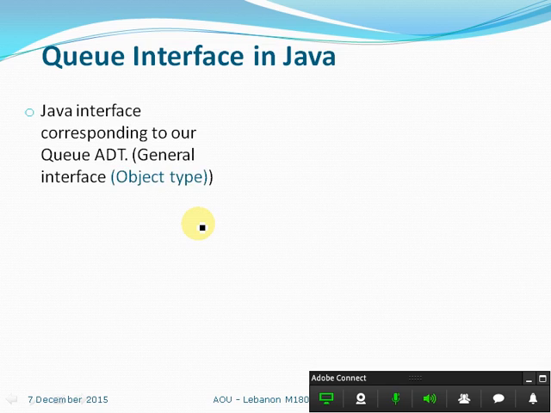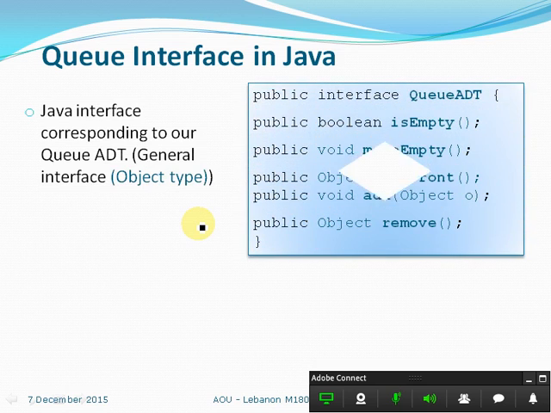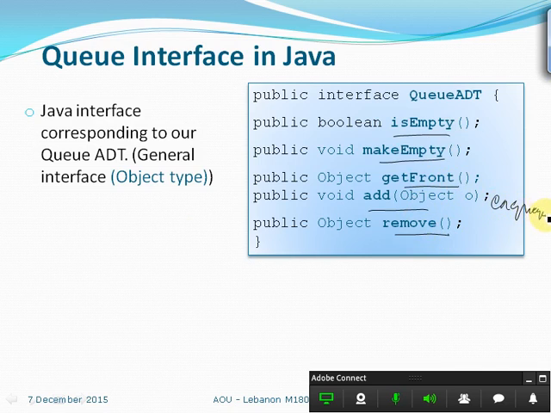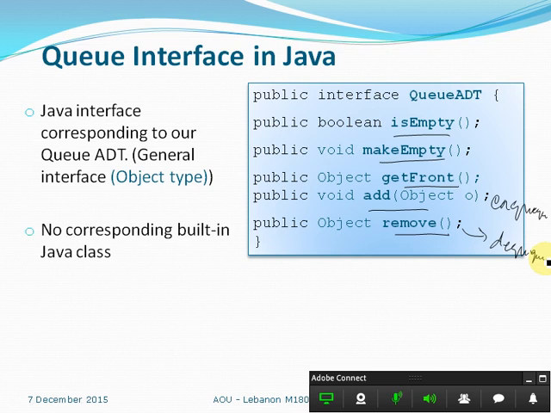Now we can also implement the queues in Java. As we did for the stack, we write the interface called queue, in which we have to include isEmpty, makeEmpty, getFront, add, remove. Add is enqueue, that is, you are going to add the element. Remove is dequeue, that you are going to remove the element. Front will give you the element at the front, and makeEmpty will remove all the elements.